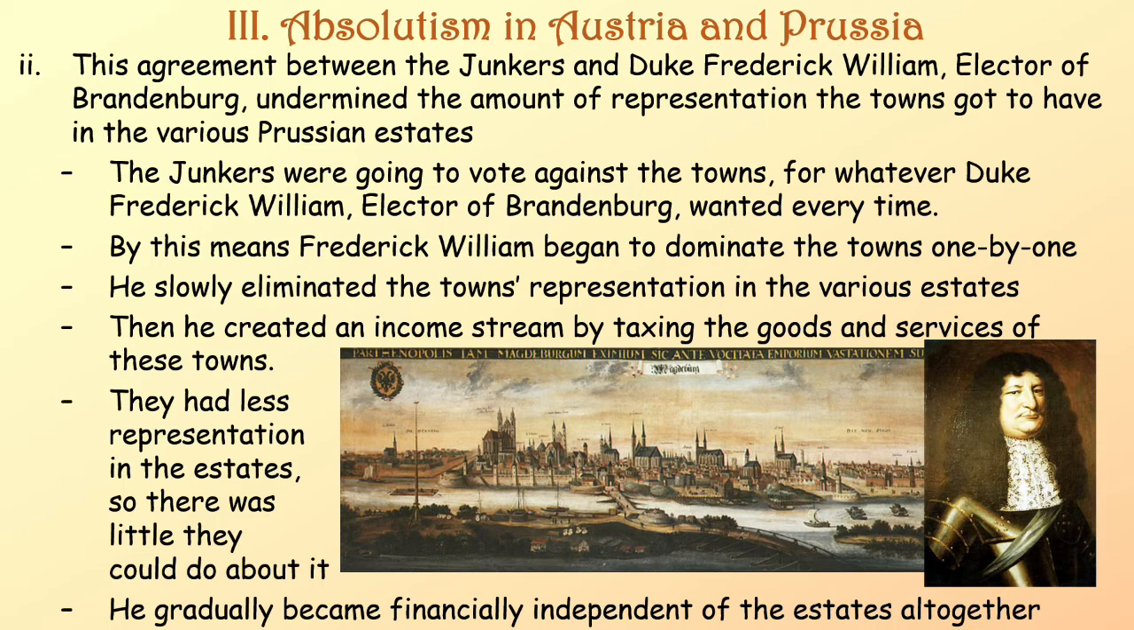And so by this means, Frederick William began to dominate the towns one by one, and he slowly eliminated the towns' representation in the various estates. Then he created an income stream by taxing the goods and services of these towns. They had less representation in the estates, so there was little they could do about it. And he gradually became financially independent of the estates altogether.